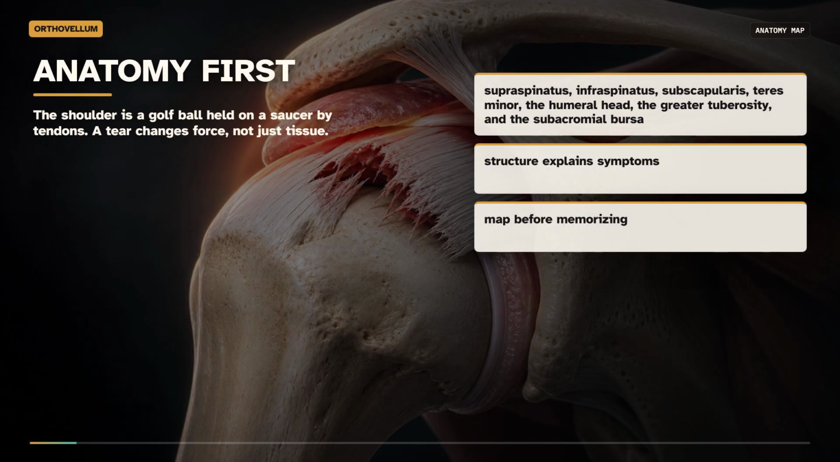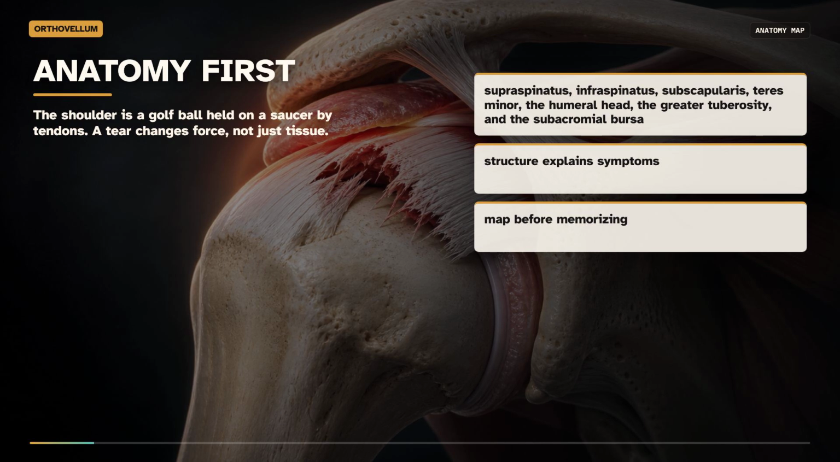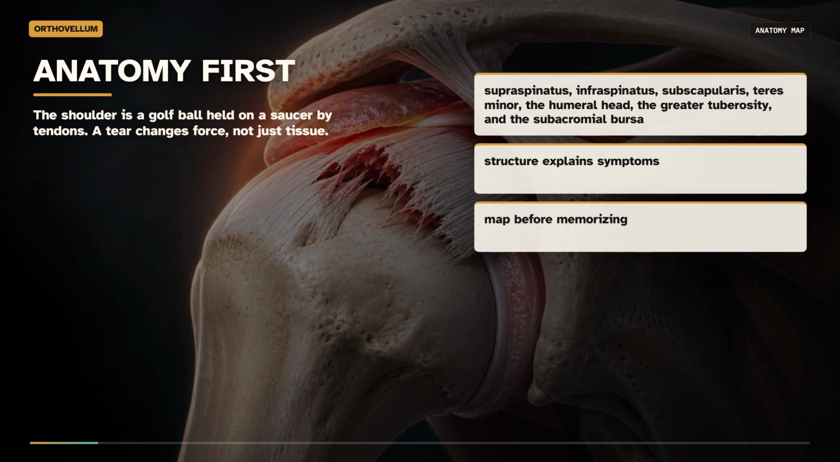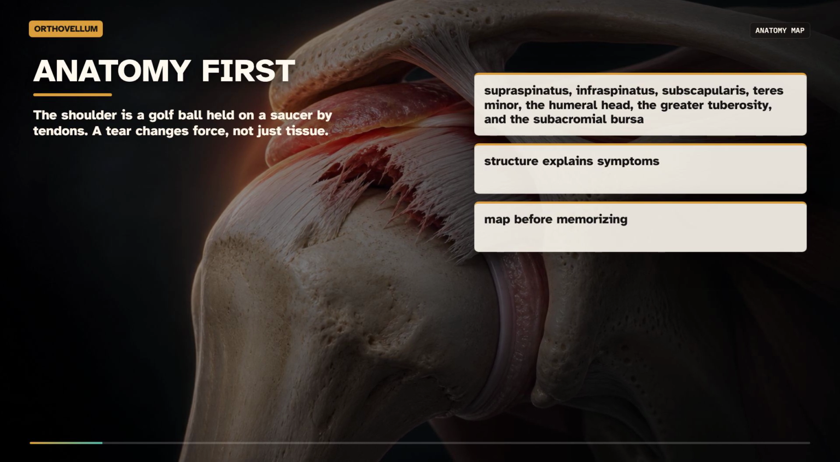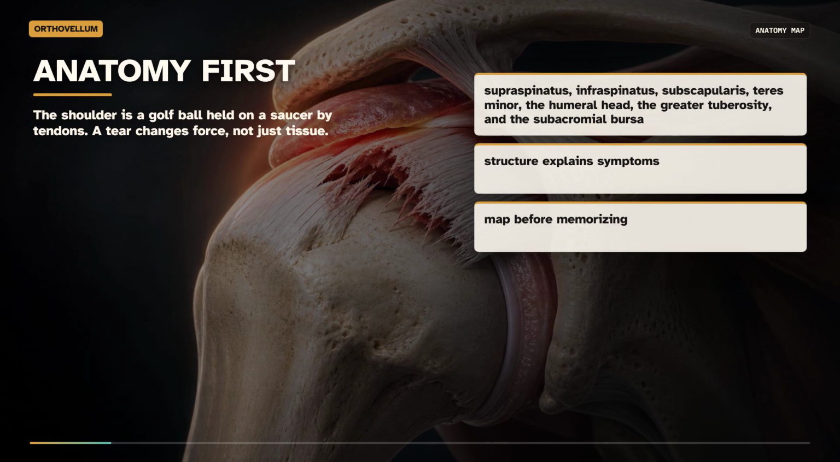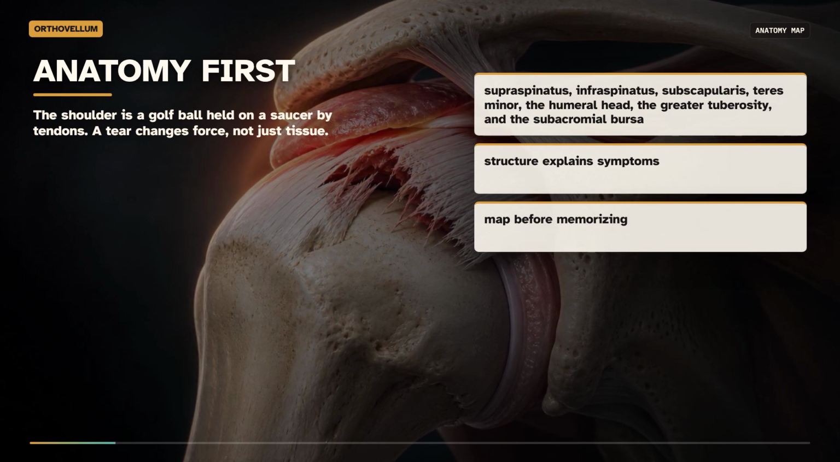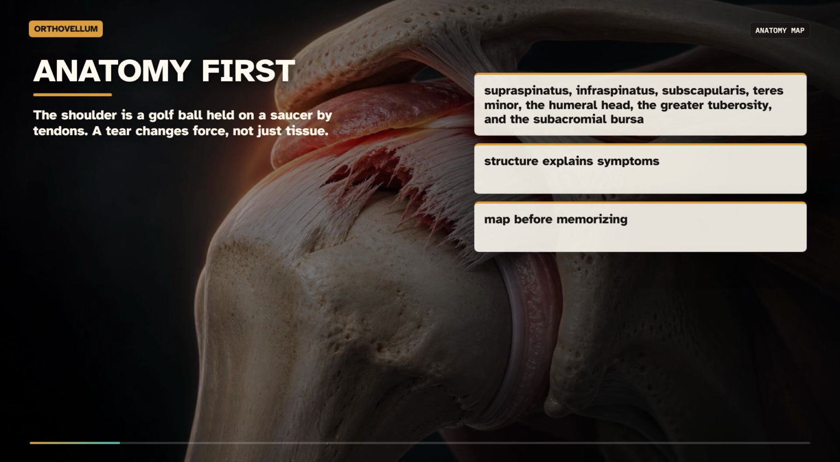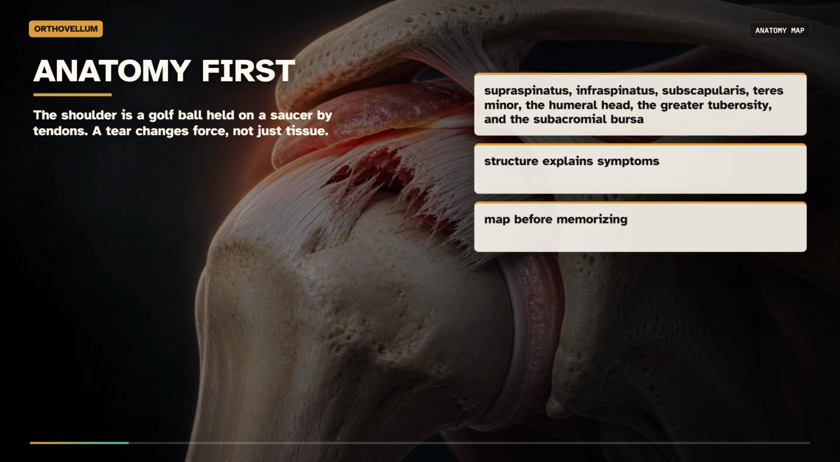Start with the anatomy. For rotator cuff tear, the important structures are supraspinatus, infraspinatus, subscapularis, teres minor, the humeral head, the greater tuberosity, and the subacromial bursa. Do not memorize the picture as a list. Ask what each structure is trying to do when the person moves. In real life, the problem sounds like this: night pain, pain reaching overhead, and weakness putting a shirt on. That story is the doorway into the diagnosis. It tells us which tissues are likely overloaded, irritated, torn, compressed, or failing to share load.